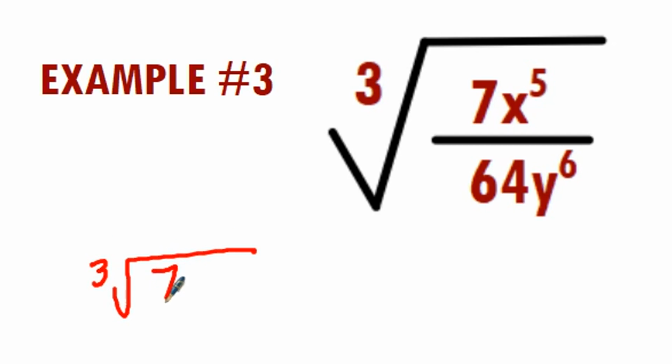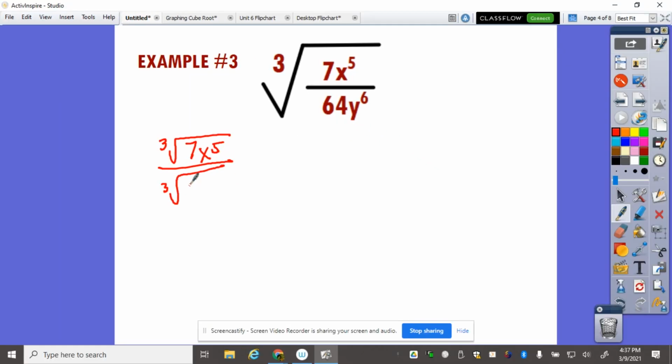The numerator side, cube root of 7x to the 5th, divided by the cube root of the denominator side, 64y to the 6. Let's break down. 7 cannot be broken down, so leave it cube root of 7. Unlike the x, 1, 2, 3, 4, 5, I can group 1 x there. So x will come out and x squared will remain inside.